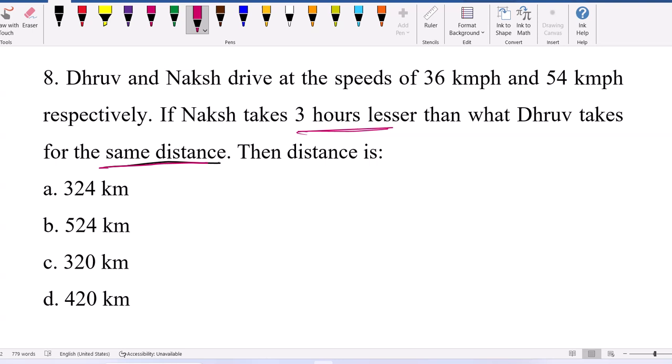So, first of all, it should be divided by 36 and 54 kilometers. It should be divided by 18. 18 means it should be divided by 9. Dividing by 9 is the only option, that's it. Instead of wasting time, we can go with option A directly.